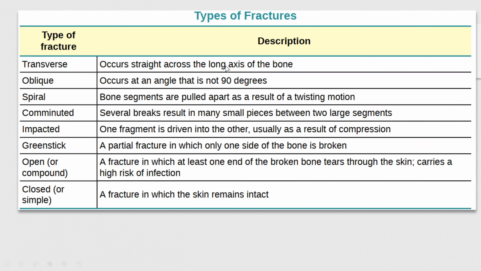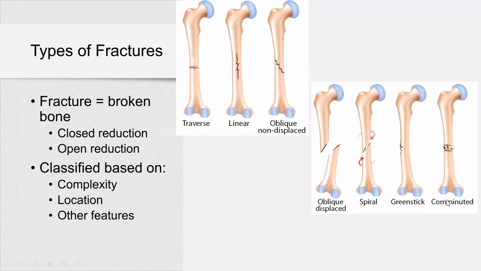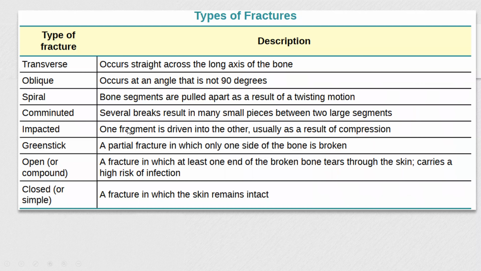Transverse, straight across the long axis; oblique, at an angle that is not 90 degrees; spiral, when bone segments are pulled apart as a result of a twisting motion; comminuted, when we have several breaks resulting in many small pieces between two large segments. So this is a big segment, this is a big, and we have small ones in between. Impact, when one fragment is driven into the other, usually as a result of compression. Greenstick, a partial fracture in which only one side of the bone is broken, common in children.